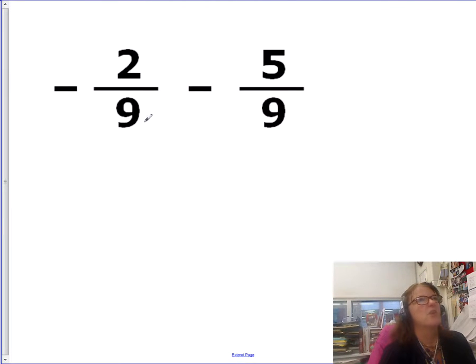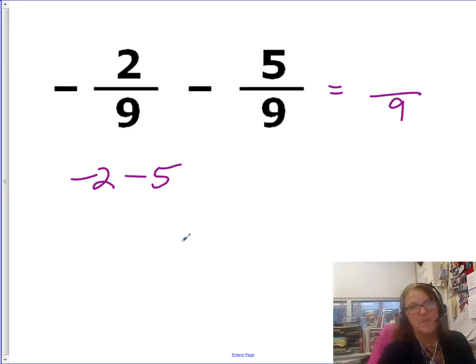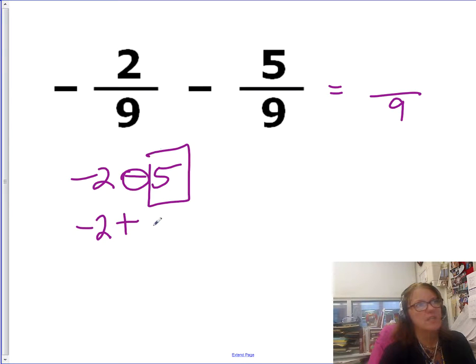Easy. Okay, look at these. Ninths, I end up with ninths. What you need to do now is focus on the numerators. This is like saying -2 minus 5 more. If you can do this without thinking of it as an addition problem, go ahead. Otherwise, think of this as -2. Subtraction means add the opposite.